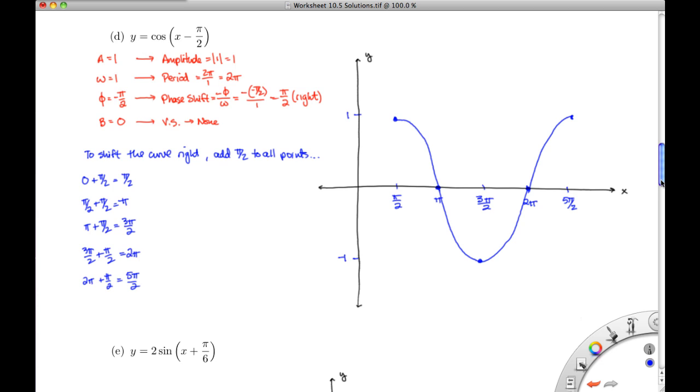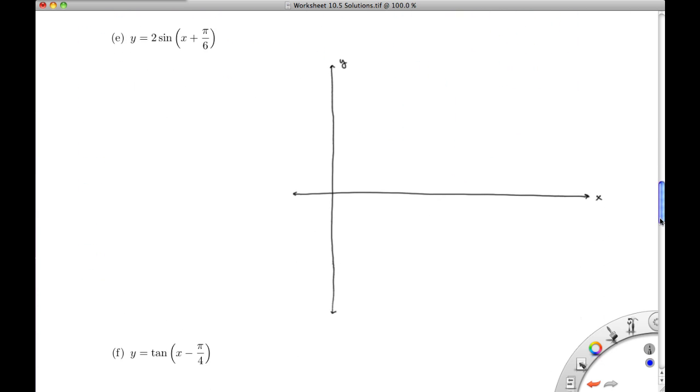Okay, so with that in mind, let's check out E. So we're going to take 2 times the sine of x plus pi over 6. All right, so if we identify all the key points or the key values, so A is 2, omega is 1, phi is positive pi over 6, that's what we're adding to x, and again, B is nothing.